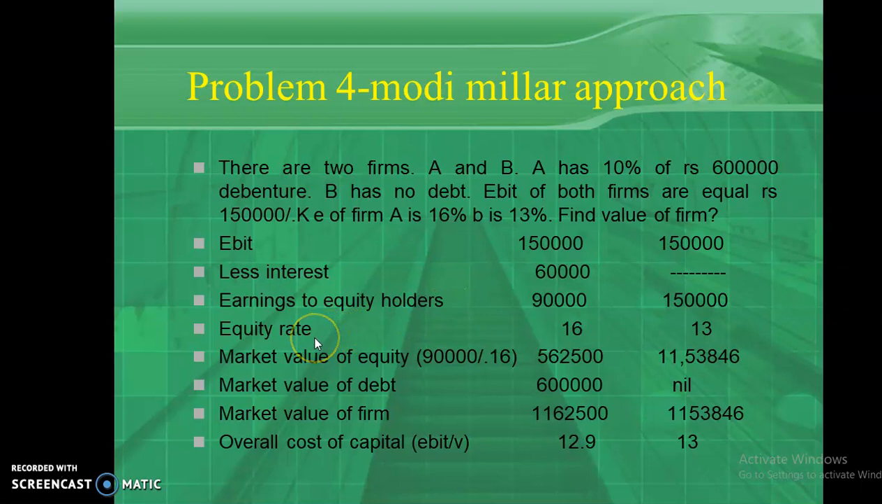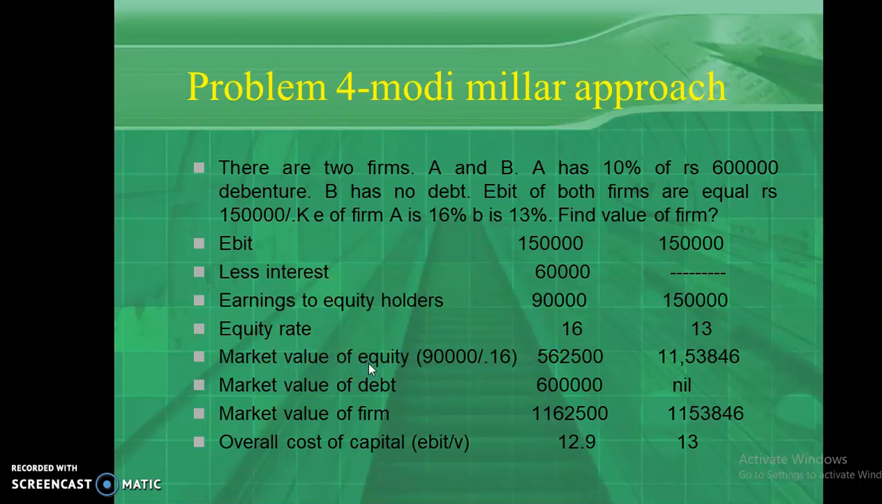So what is the cost of equity? Cost of equity is very simple. 16% is given for firm A and for firm B it's 13%. That's already given directly in the question. Then from this information you can calculate the market value of equity.